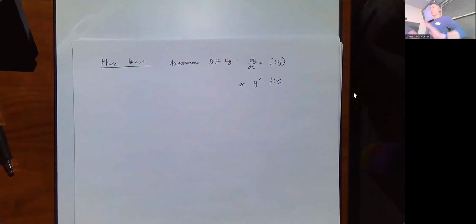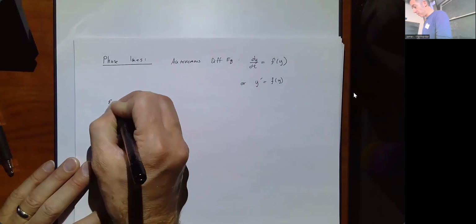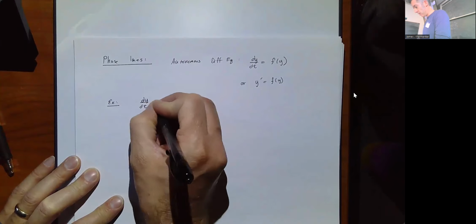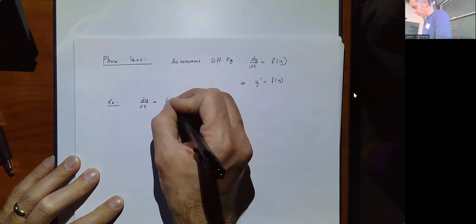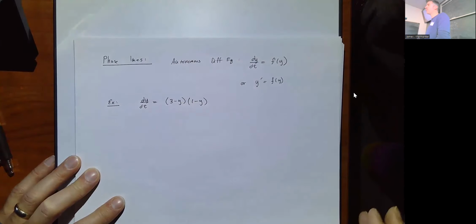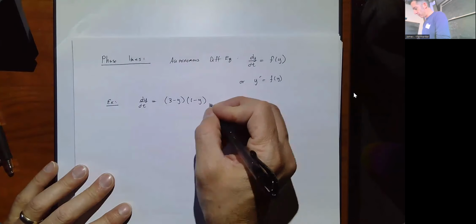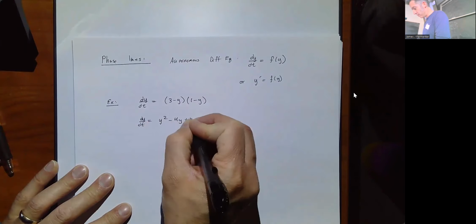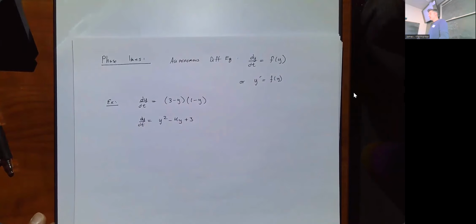Let's look at an example that we're not going to solve. So here is an example of an autonomous differential equation. dy dt is equal to, let's make it easy, 3 minus y times, sure, 1 minus y. Or you could multiply it out, right? That's equal to dy dt. I don't really want to multiply that, but it's y squared minus 4y plus 3. I don't know what the solution to this looks like. It would be doable. You could actually solve this using partial fractions. It's not particularly nice, but we're not really caring about that just yet.